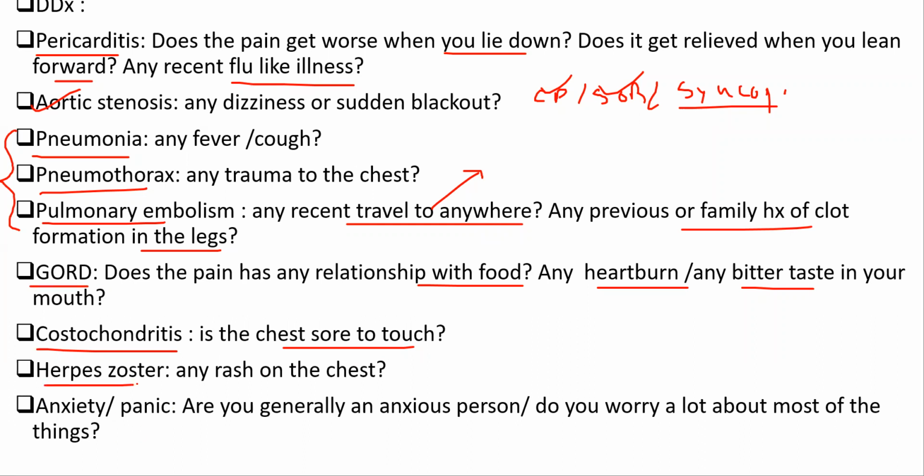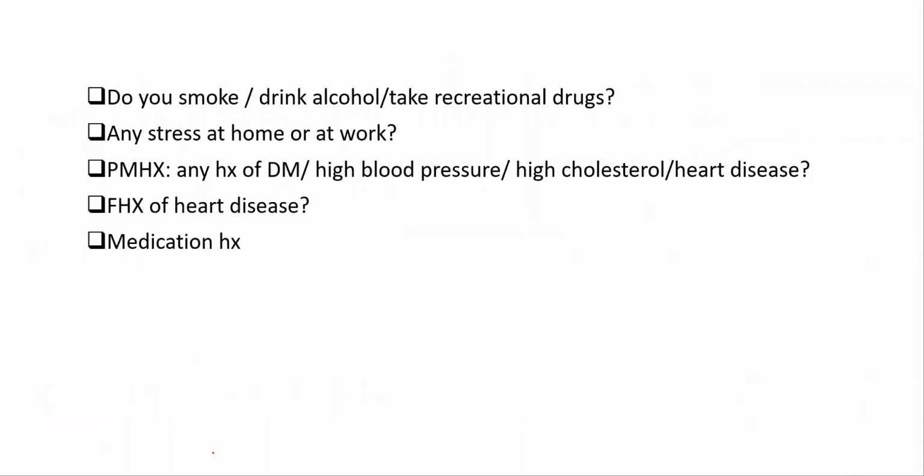Neurological, you can ask about any back pain. And herpes zoster, just ask, have you got any painful rash on your chest? Then psychogenic, anxiety or panic: just give a confidentiality statement and ask, are you generally an anxious person? Do you worry a lot about most of the trivial things? And you can also ask, are you under any kind of stress at the moment at your home or at your work?